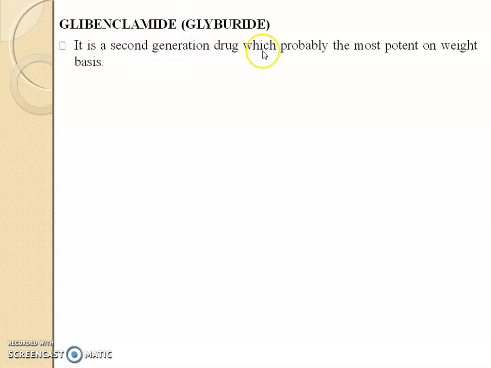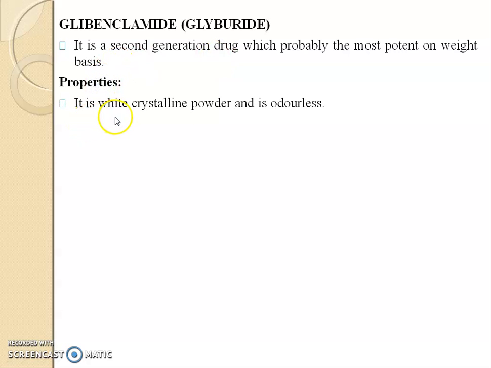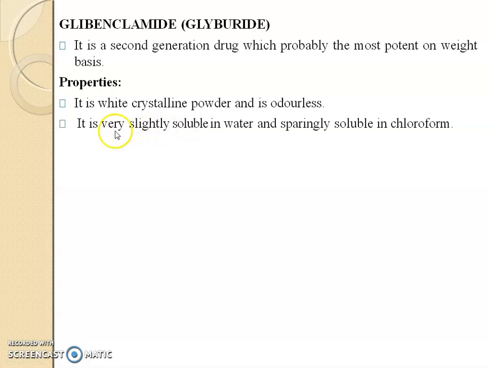Next drug is glibenclamide. It is a second generation drug which is probably the most potent on a weight-based property. It is white crystalline powder and odorless. It is very slightly soluble in water and sparingly soluble in chloroform. Storage: it is stored in a well-closed container.